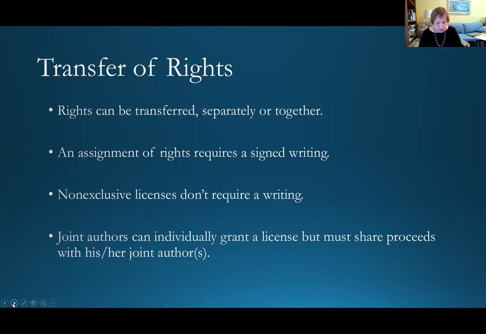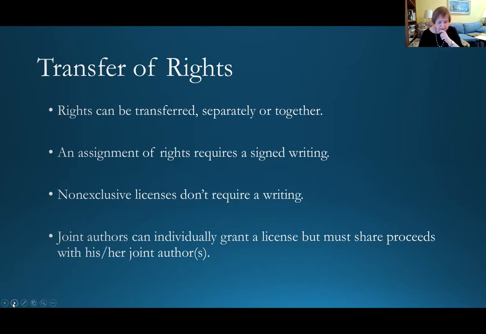And then joint authors can individually grant a license, but they have to share the proceeds with their joint author. So one of the joint authors can grant a license, but can't necessarily benefit from that license. That's different in other countries. They often require that everybody together grant whatever license there is.